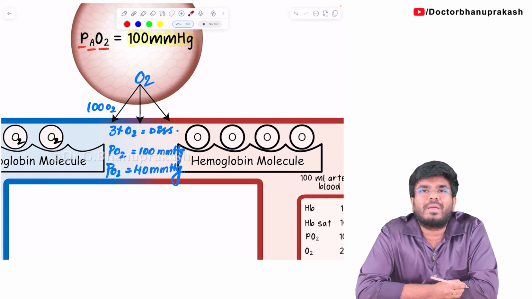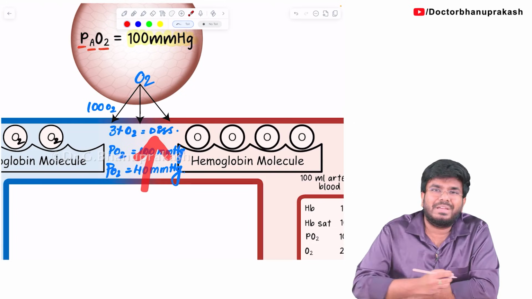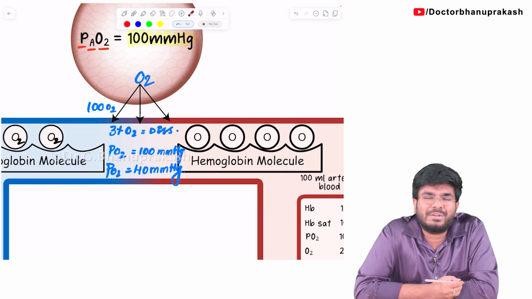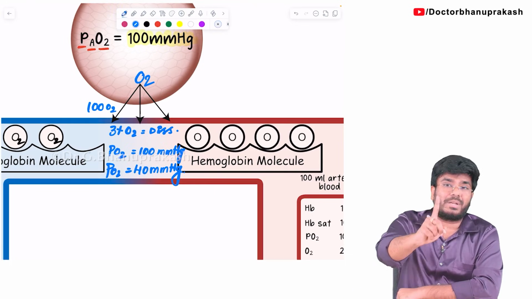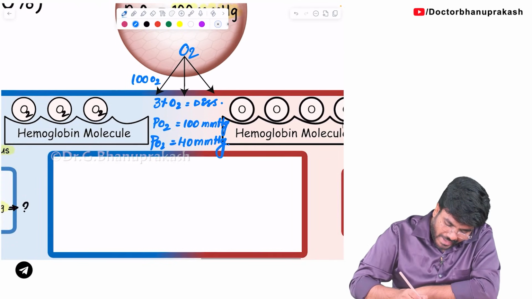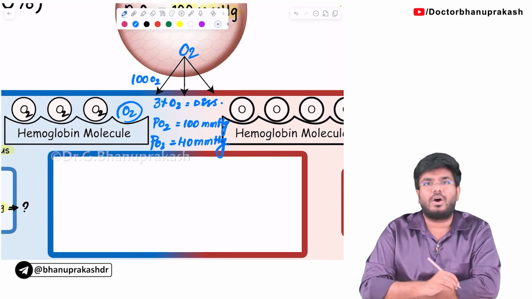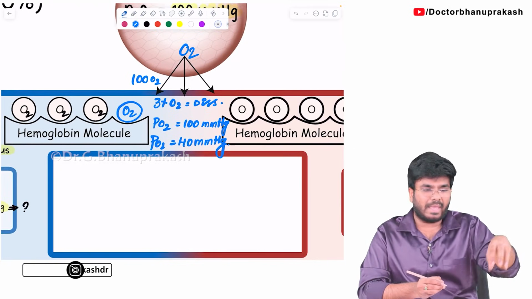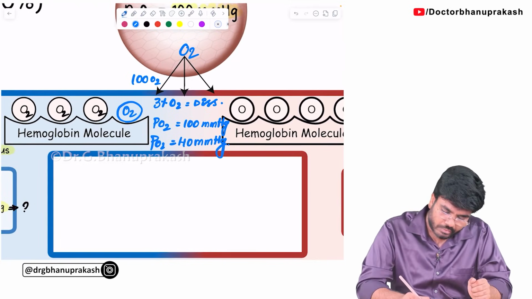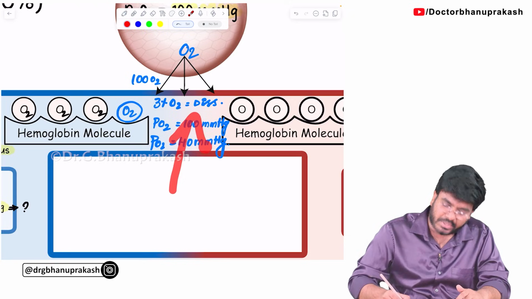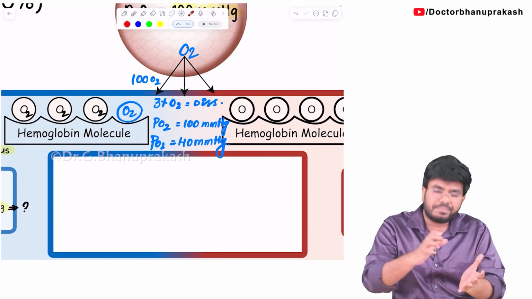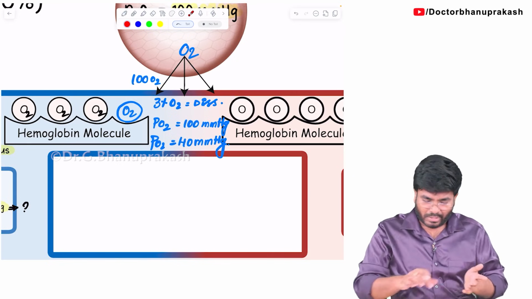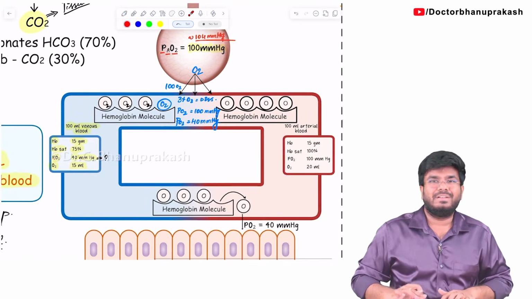So tell me what happened to the partial pressure. The partial pressure rises. Now whenever the partial pressure rises, you know what happens? 3% is dissolved. What about the remaining 97%? Whenever there is a rise in partial pressure, the hemoglobin will accept the remaining 97% of the oxygen. One molecule of oxygen will be accepted by one hemoglobin molecule. So a rise in partial pressure favors the binding of the remaining 97% of the oxygen molecules with the hemoglobin.